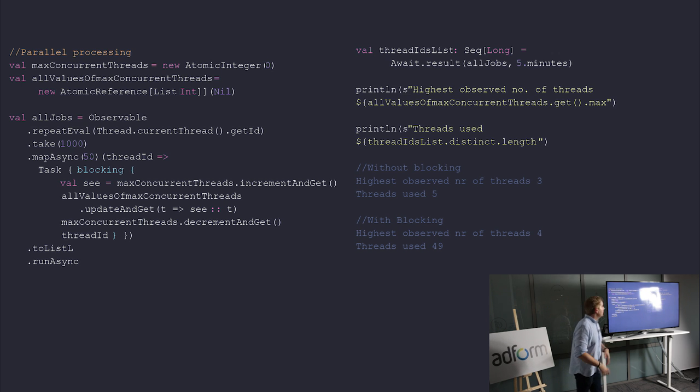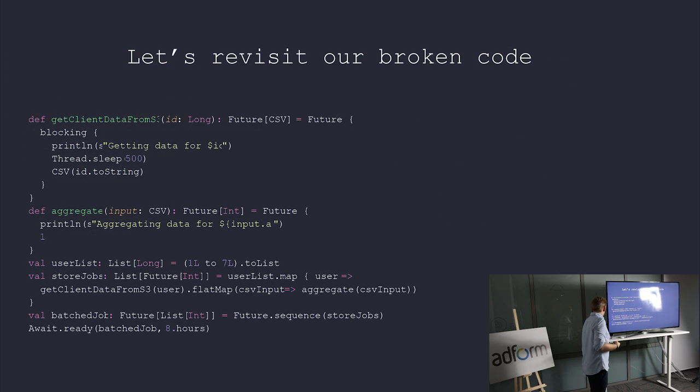At the end, we read all of the thread IDs that we were on. This is the await result, and we also try to find what was the maximum value of the atomic integer, so how many tasks were actually executed. And we do it once with the blocking and once without the blocking block.